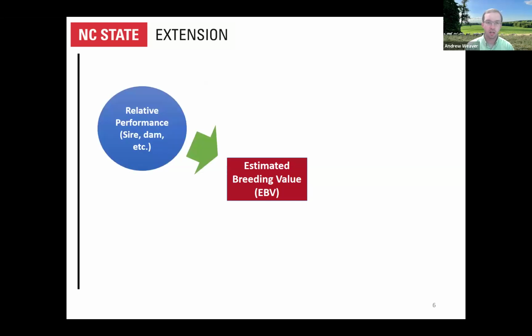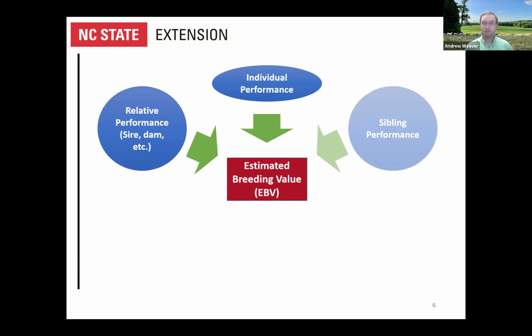And so we have that estimated breeding value, and there's lots of things that contribute to that. It really starts with relative performance. So the genetics of the sire, the dam, all individuals in the known pedigree, we take that into account. We add in how an individual performs. Do they perform better or worse relative to what we predicted based on their pedigree information?